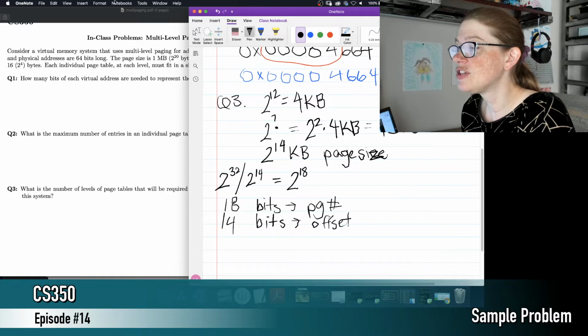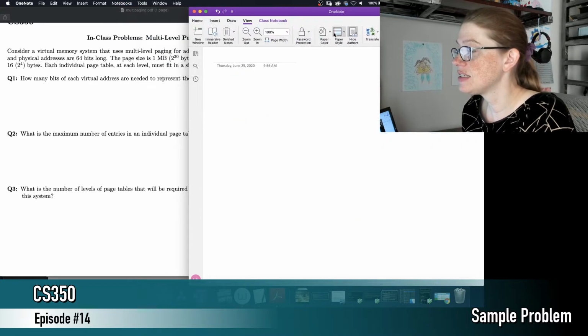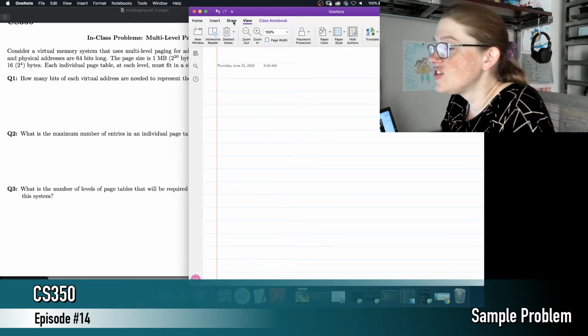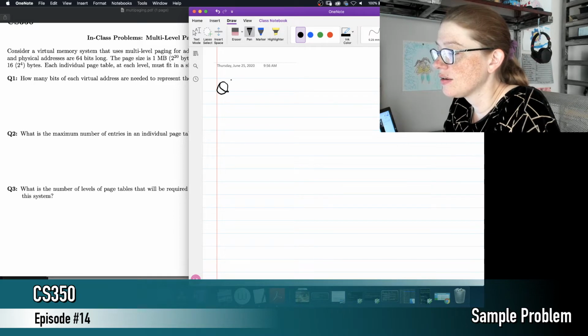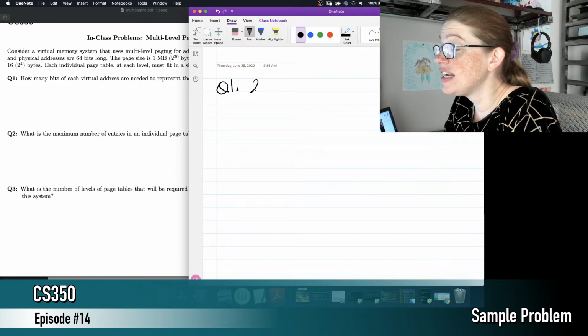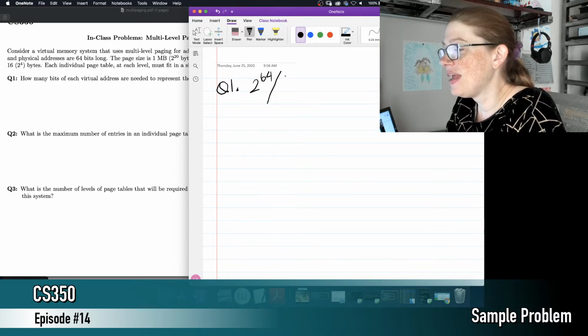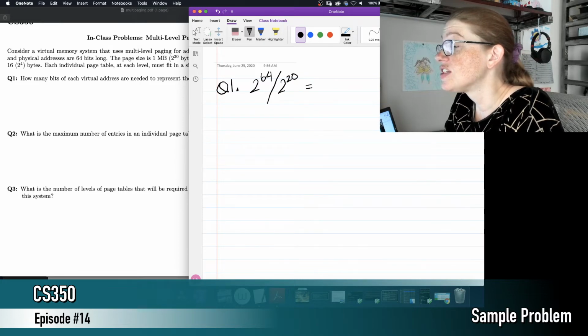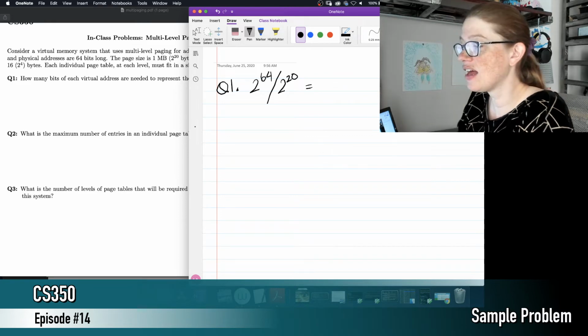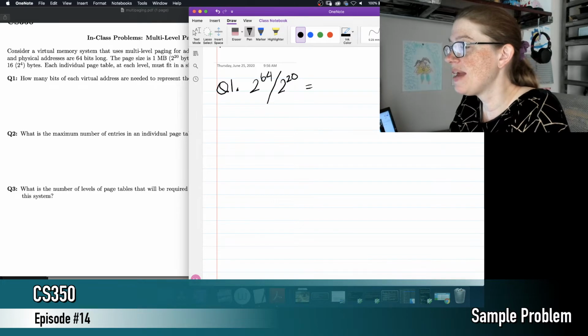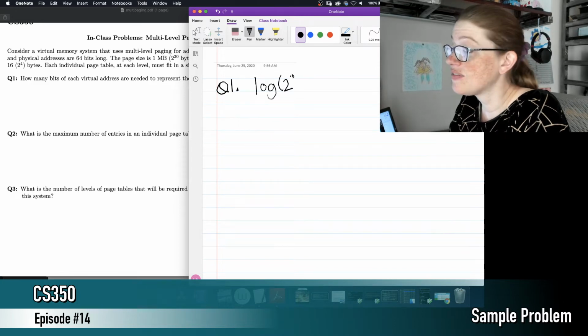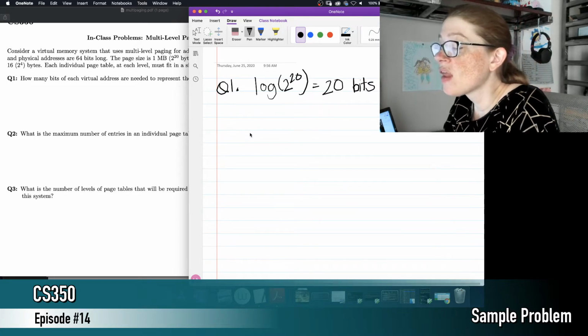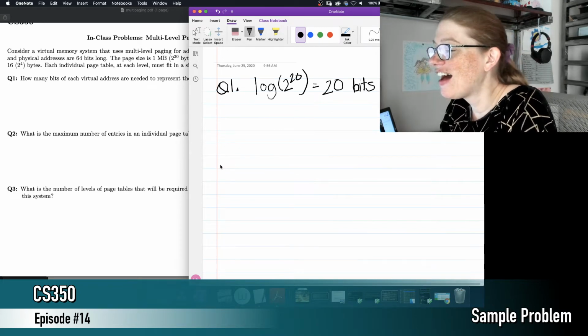So I'm going to go to a new page here. Let's get some nice lines. There we go. So let's do question 1 here. We have virtual memory is 2 to the 64. We're going to divide that by the page size, which is 2 to the 20. So that means that... Sorry, I'm answering the totally wrong question. This is asking you about how many bits you need for the page offset. So the page offset is actually the log of the size of the page. So we need 20 bits. Sorry, the question I was trying to answer is how many pages fit in virtual memory.